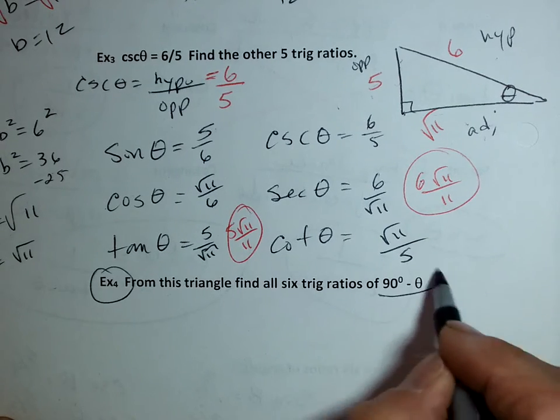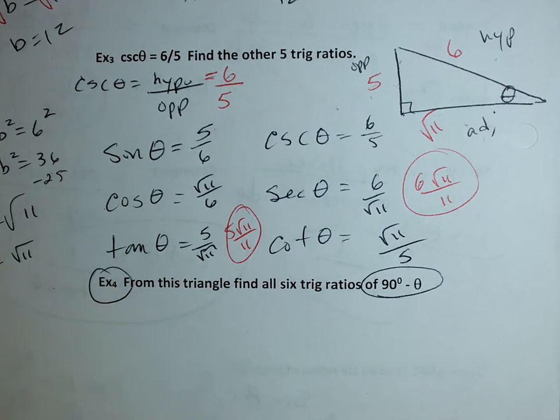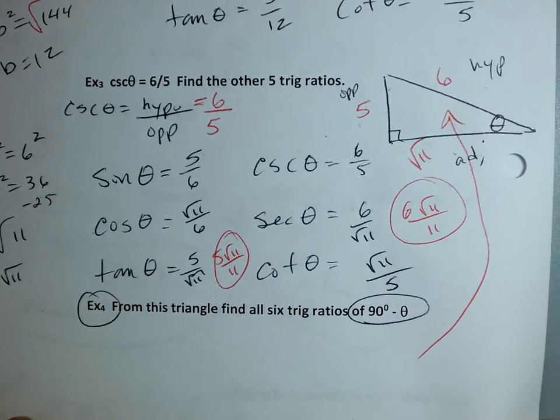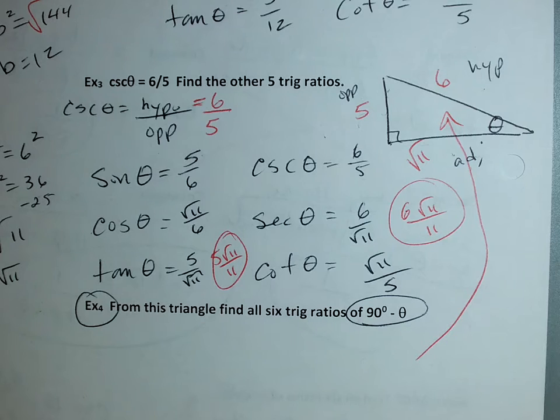So, 90 minus theta. Let me go ahead and look back at this triangle, okay? So if this is my angle, theta, right? Then 90 minus theta, I think theta is the other angle. Okay, if this is 30, that'd be the 60. If this is 20, that'd be the 80, right? So this 90 minus theta is the other angle.